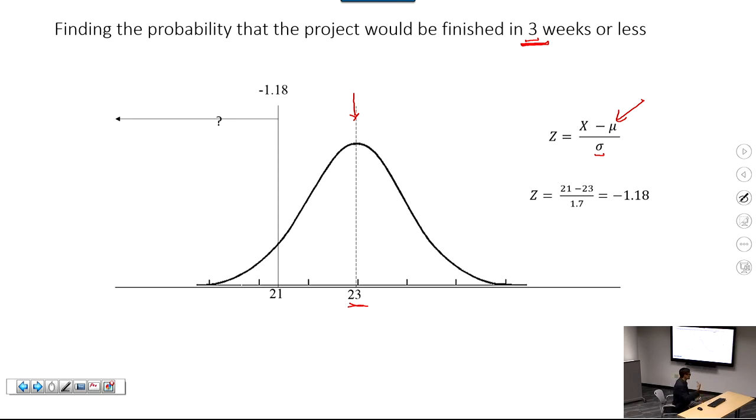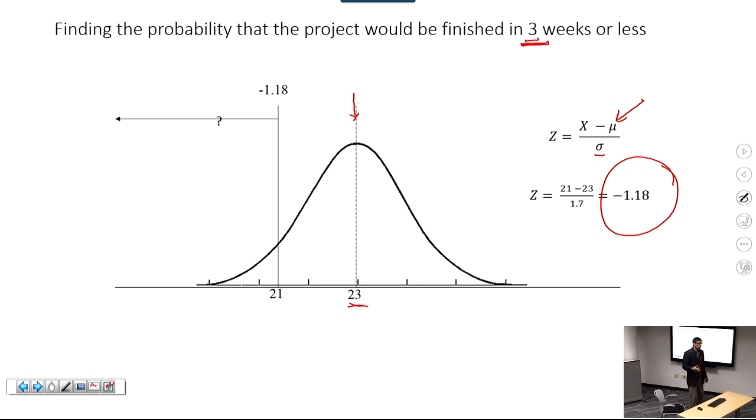We found earlier the standard deviation was 1.7, right? So you work that out, you get the value of z equal to minus 1.18. So now you need to look up the normal table, okay? Here is the normal table that is given in the book, and what you do is you look up a value of minus 1.18.